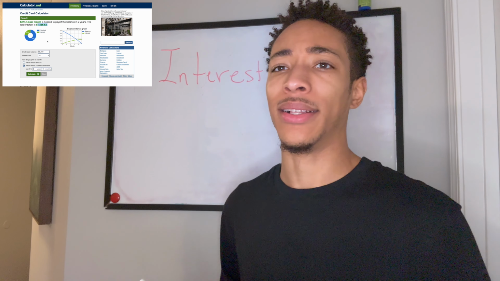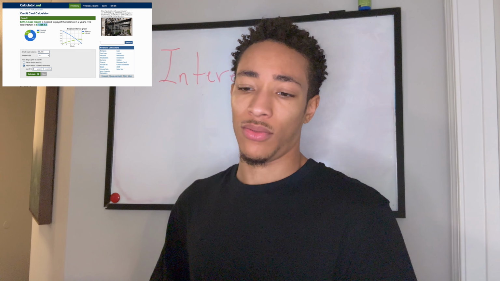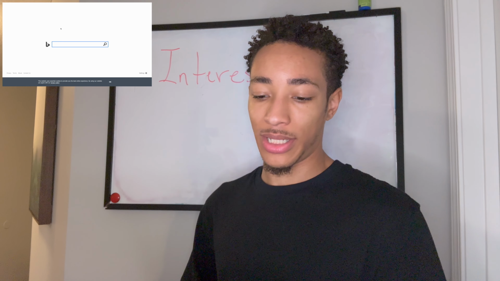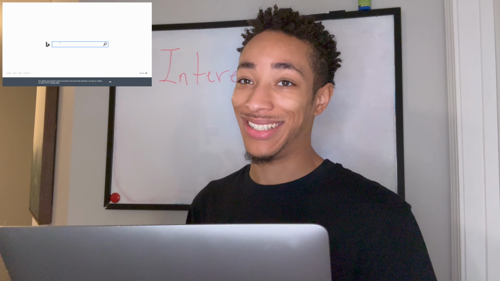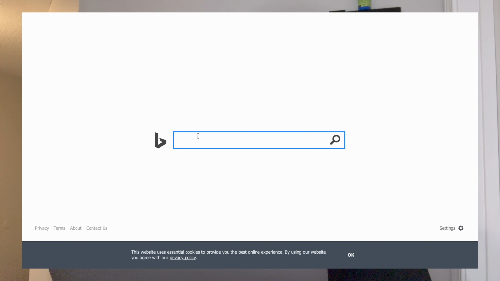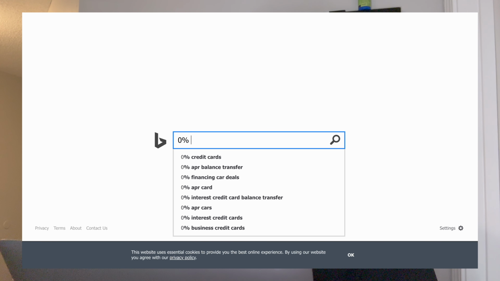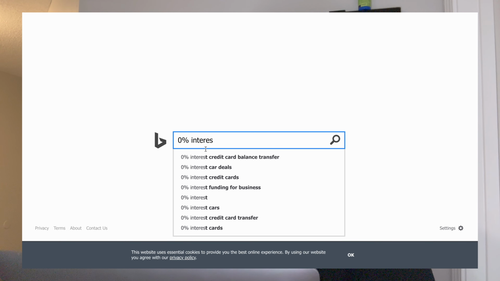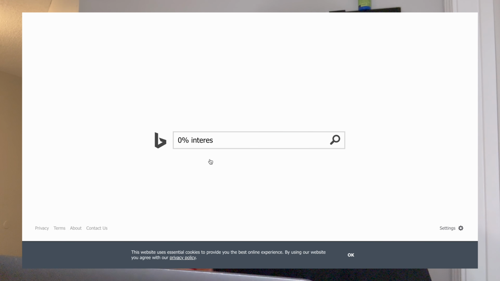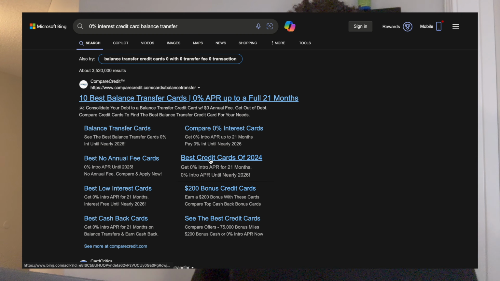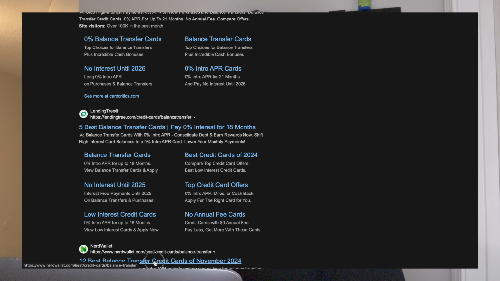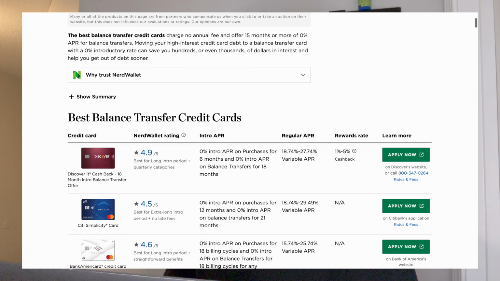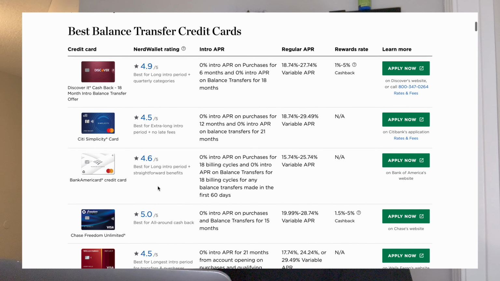So how do you pay the least amount of interest? Well, I'm going to show you. All you've got to do, I don't know why Bing is up, but shout out to all y'all that still use Bing, keeping it alive. The only thing you need to do is search 0% interest credit card, and you can do balance transfers too. I normally like to find the NerdWallet one, because I like them. Boom, right here, you've got it all pulled up.